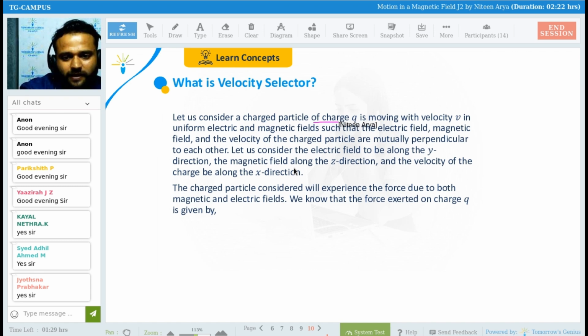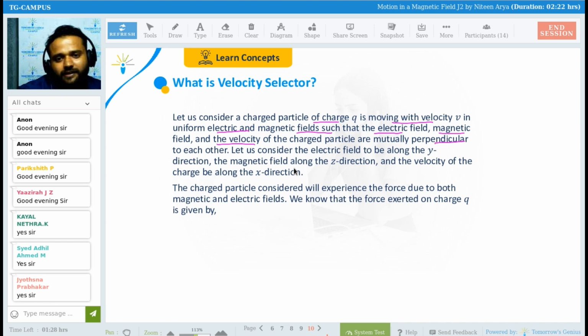Let us consider a charged particle of charge q moving with velocity v in a uniform electric field and magnetic field, such that the electric field, magnetic field and velocity of the charged particle are mutually perpendicular. Obviously they have to be, to get rid of the theta component.